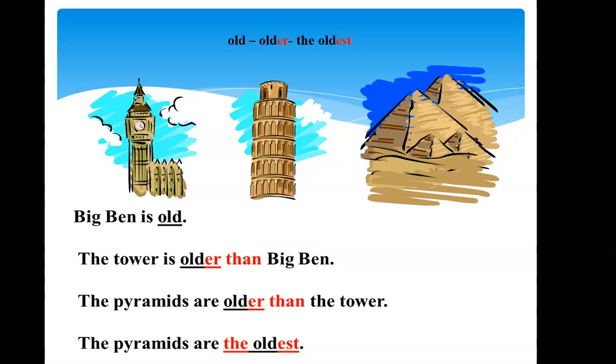So, have you got me? Big Ben is old. Yes. The tower is older than Big Ben. The pyramids also are older than the tower. The first one is the simple adjectives. The second one and the third one are the comparative adjectives. And the last one is the superlative adjective.